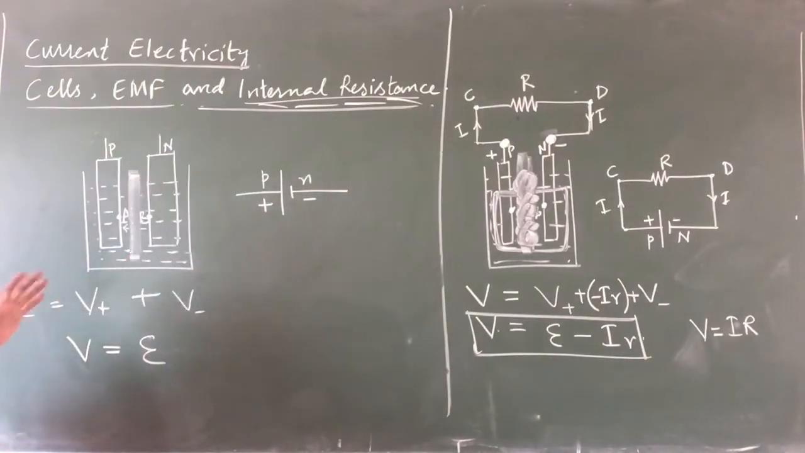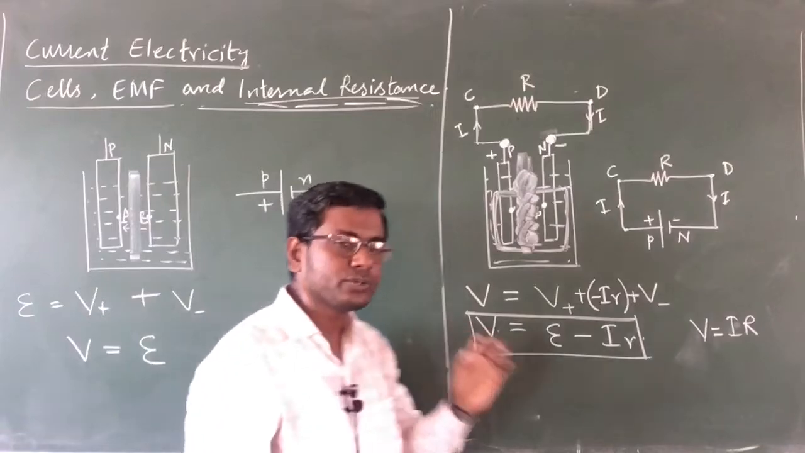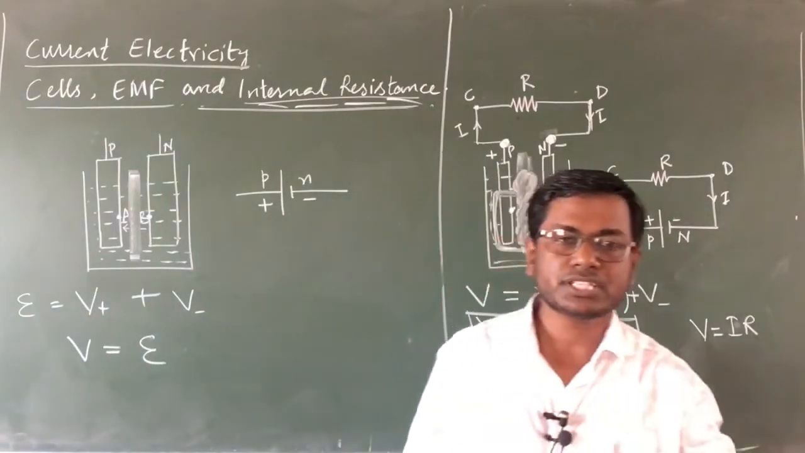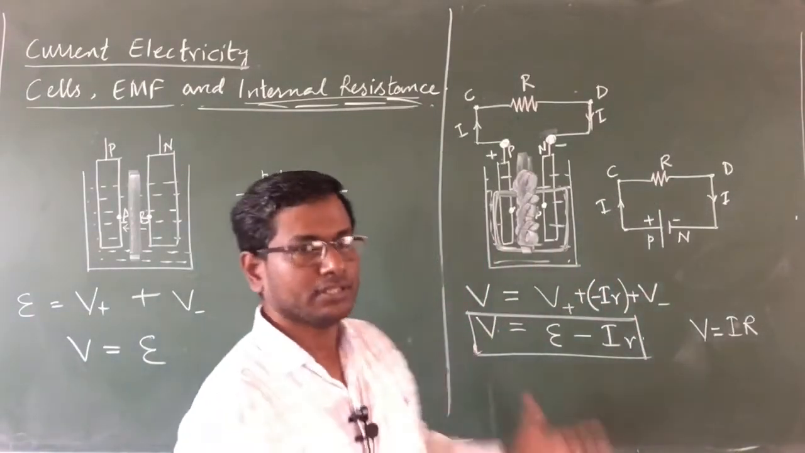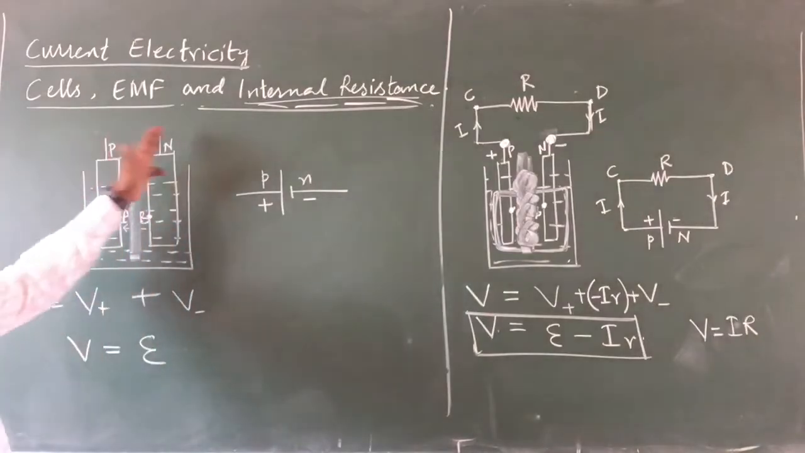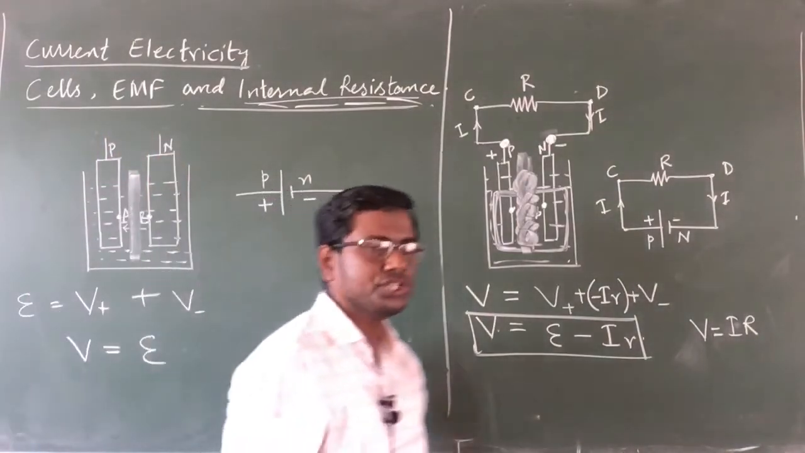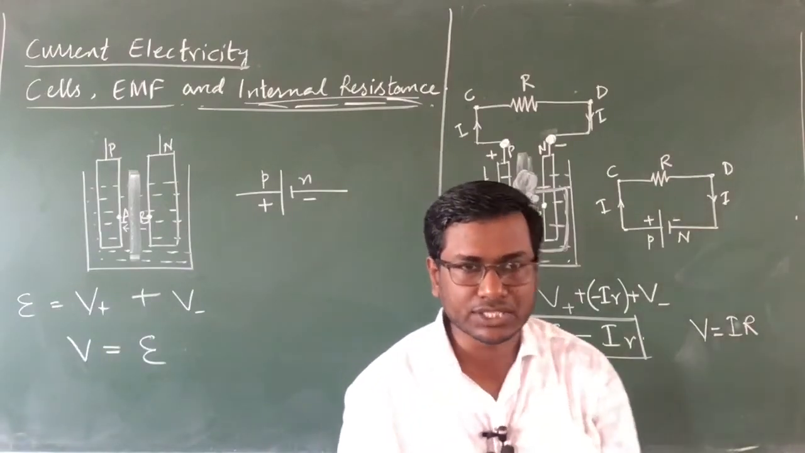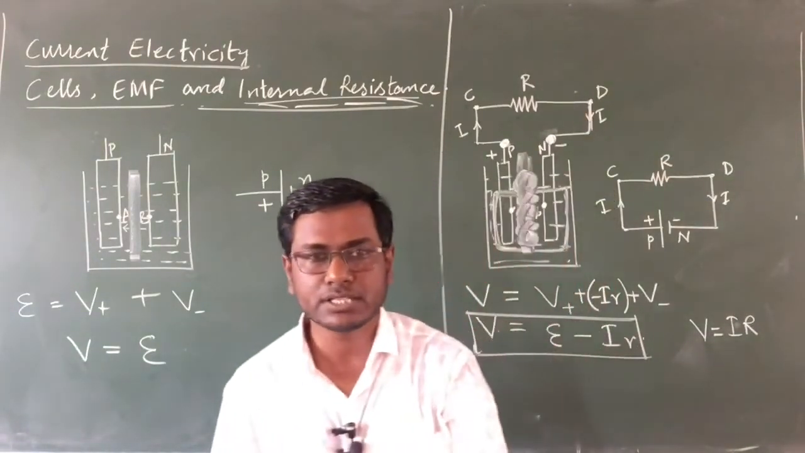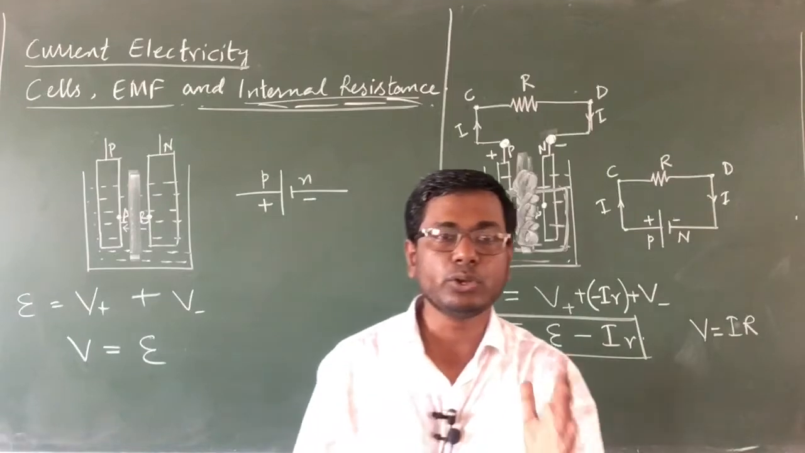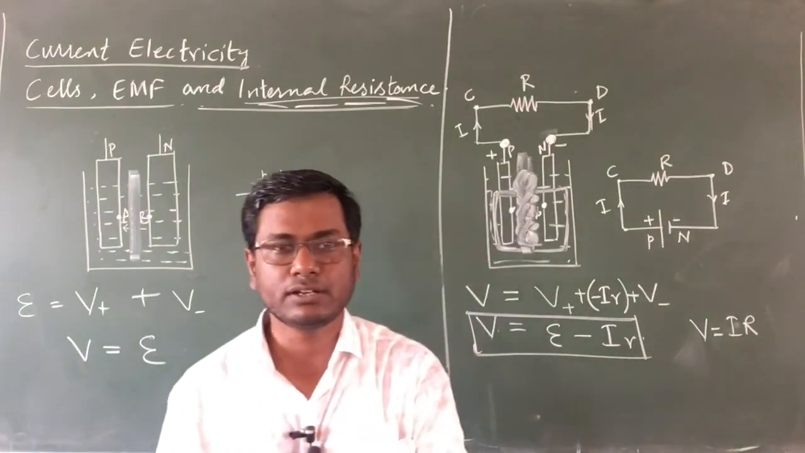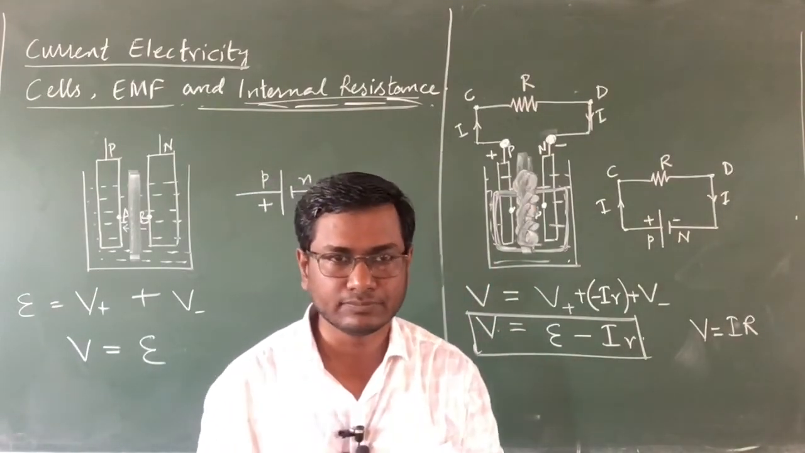I have a cell. What is a cell? It is an electrochemical composition which supplies the current. Then it is going to develop an EMF across its terminal. What is an EMF? It is the potential difference that exists across the terminals of a cell when no current is drawn from that cell.